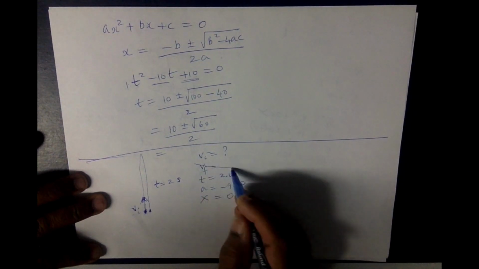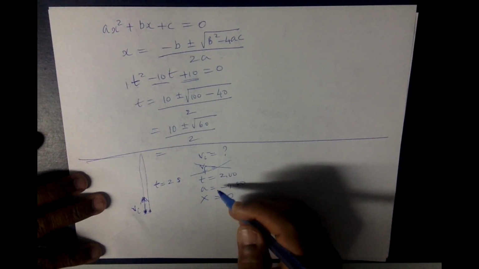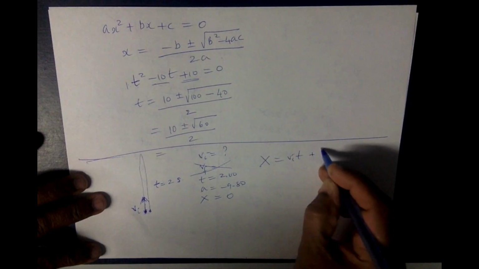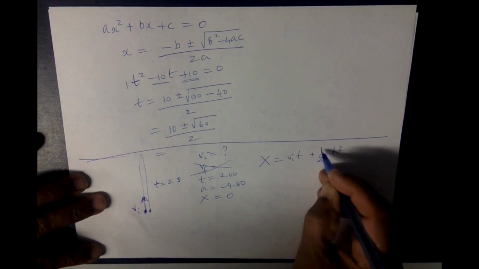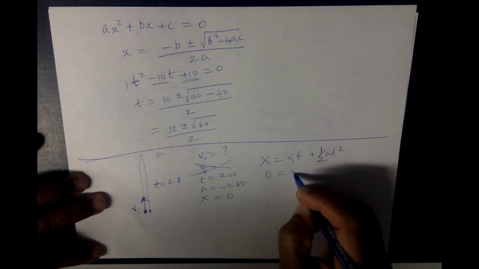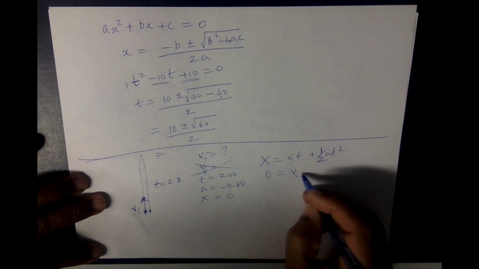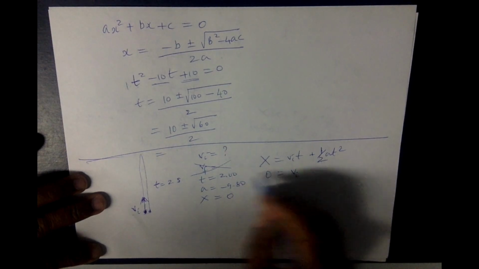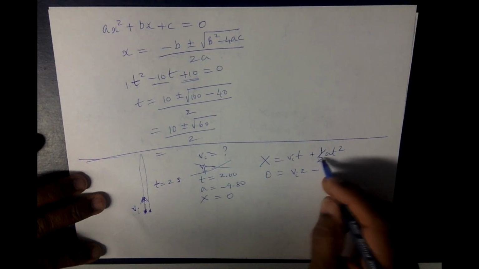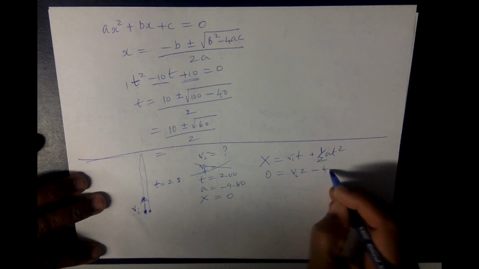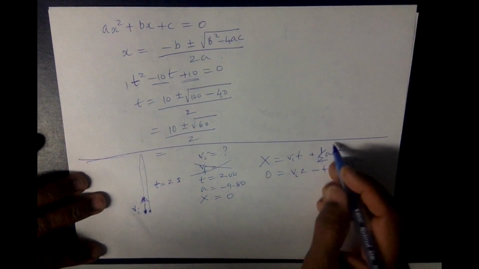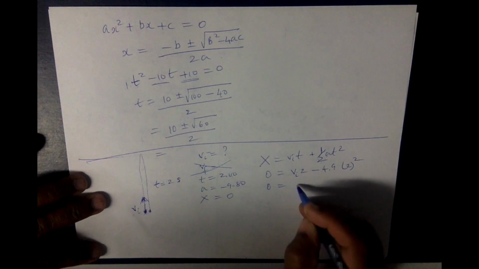We have no idea about final velocity, so we pick the equation without final velocity, which is x equals vi t plus half a t squared. X is 0 equals vi times t. We don't know vi, so vi times time, which is 2 seconds, and then plus half of negative 9.8, which is negative 4.9, times 2 squared. So we have substituted.